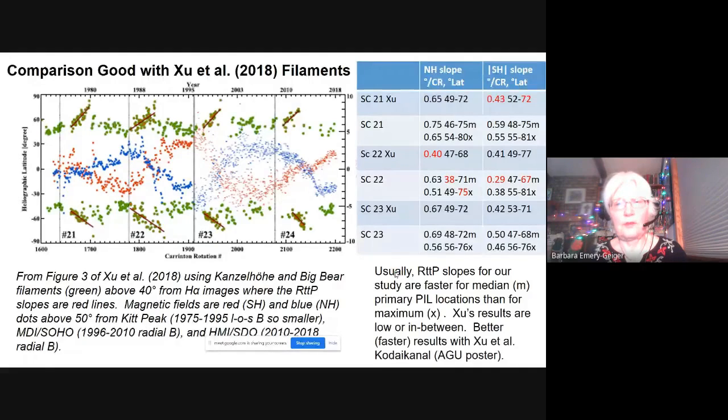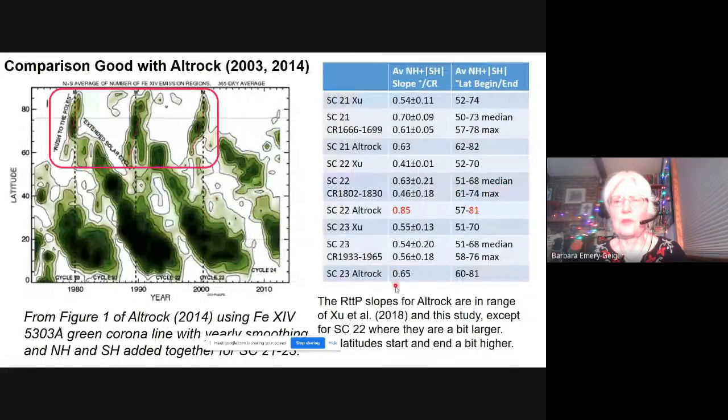So the next one is from Dick Altrock. He looked at the green 5303 angstrom coronal line with a yearly smoothing, and he added the northern hemisphere and the southern hemisphere together. So we're looking here at solar cycles 21, 22, and 23, where I put our slopes in based on his 2003 paper that gave the slopes. So we compare the shoe with our median and max and his combined.